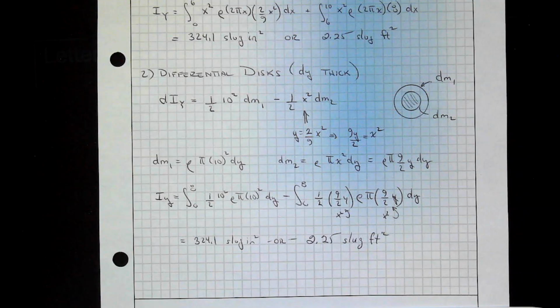All right, so when you do this, this rho is going to be 150 divided by 32.2. Now, that would be in slug inches, because notice we were going in inches, 0 to 6, 6 to 10 inches. If we divide by 144, since there are 12 inches to a foot, squared, that would leave us with 2.25 slug foot squared.